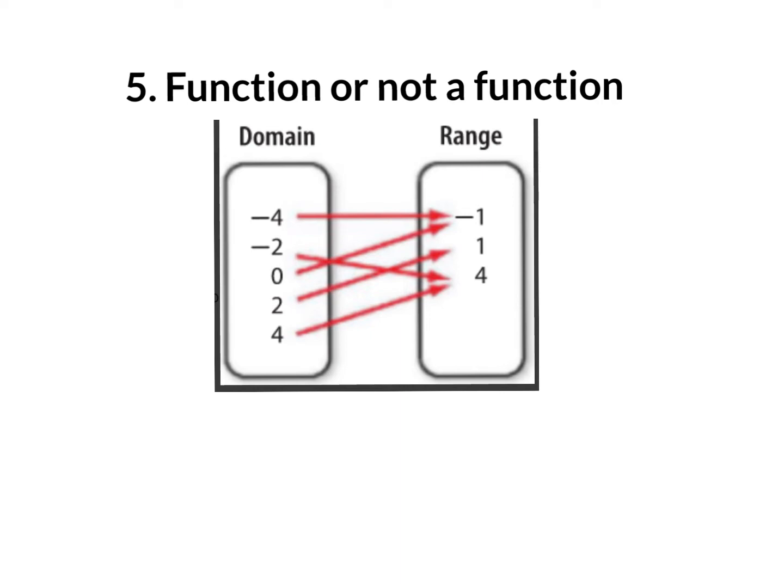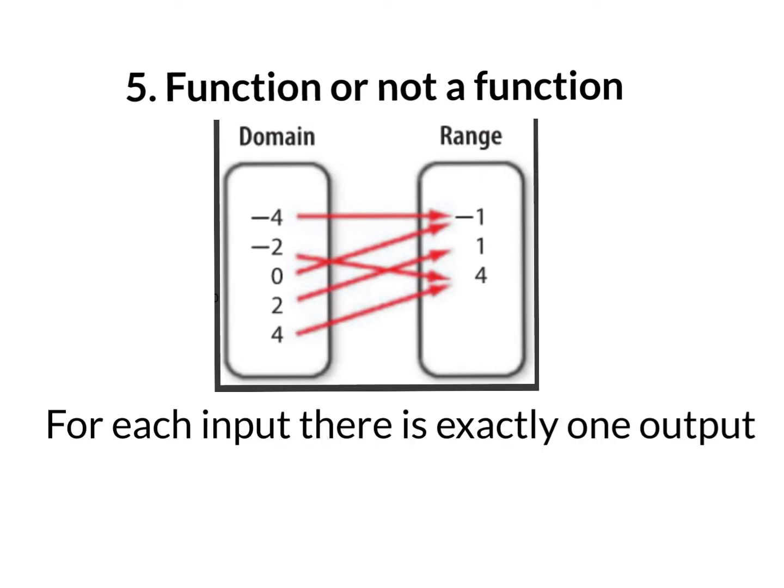But the bottom line is, a function's like a machine. For each input, there's exactly one output. All right, that's what you've got to remember. And I always say it's kind of like a machine, right?